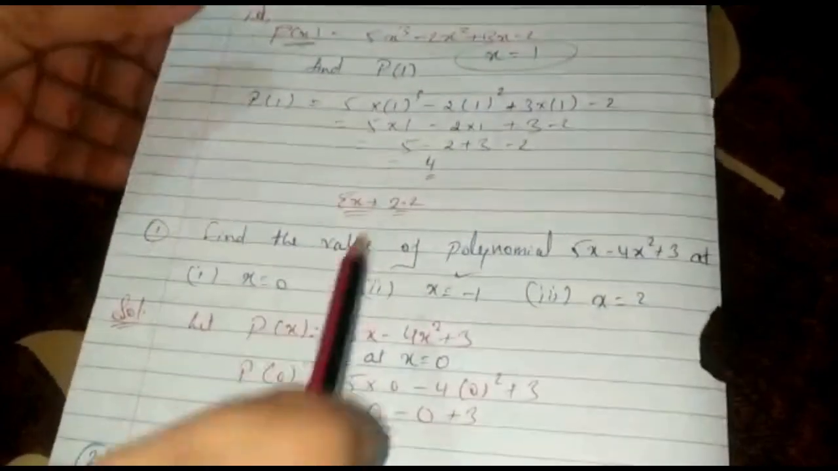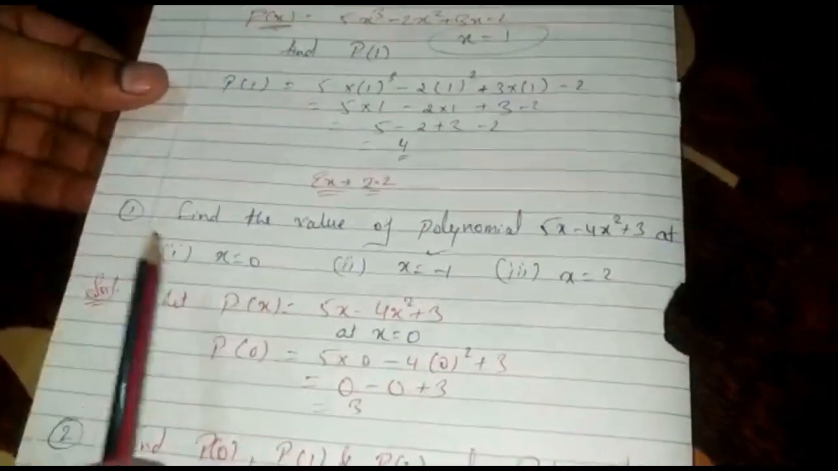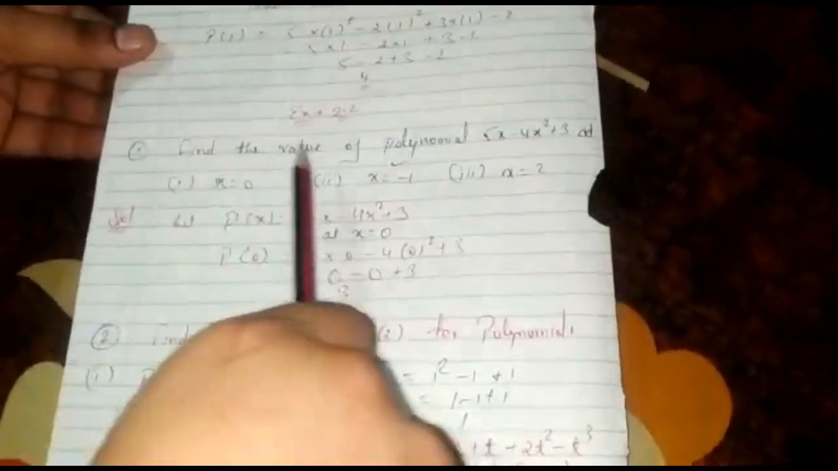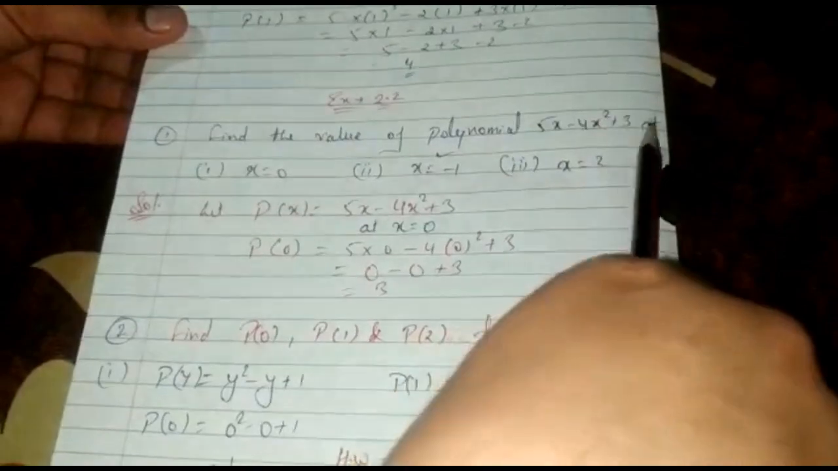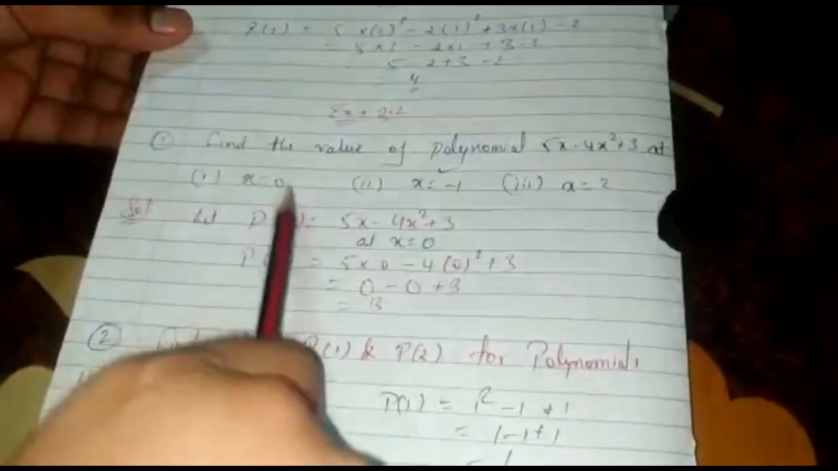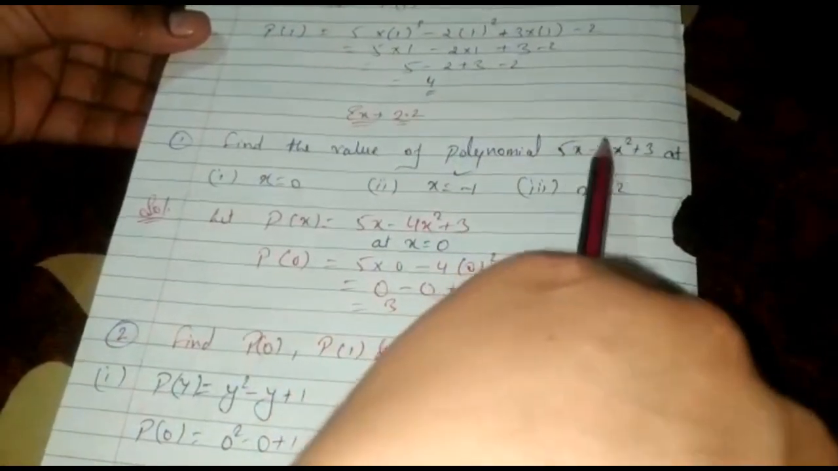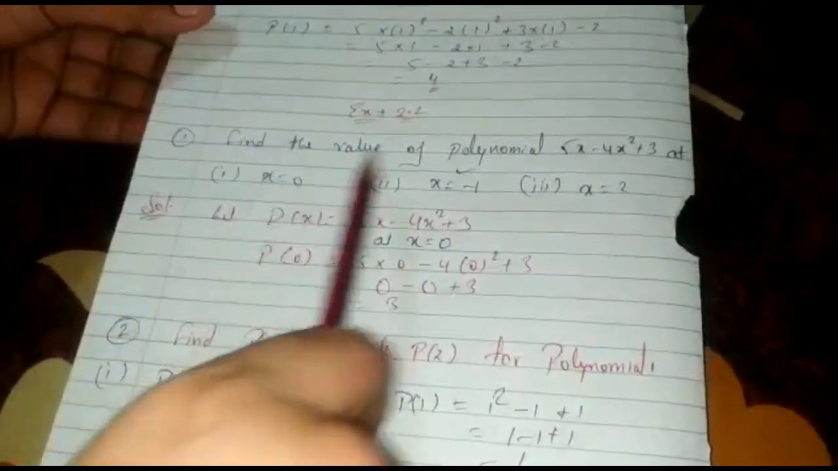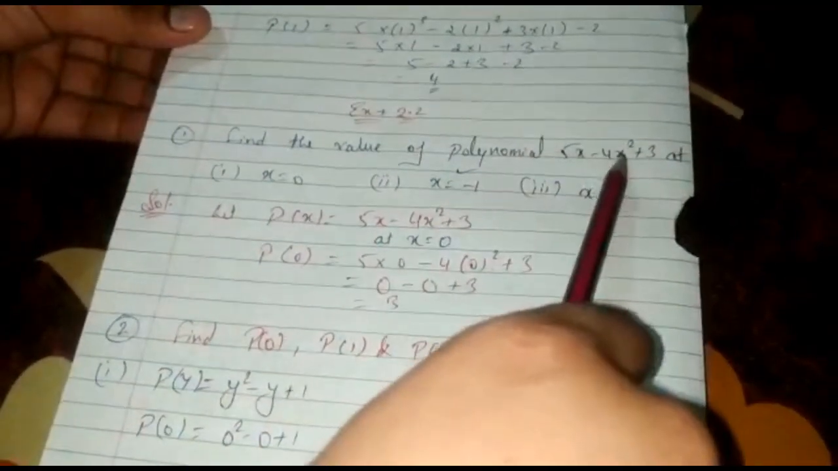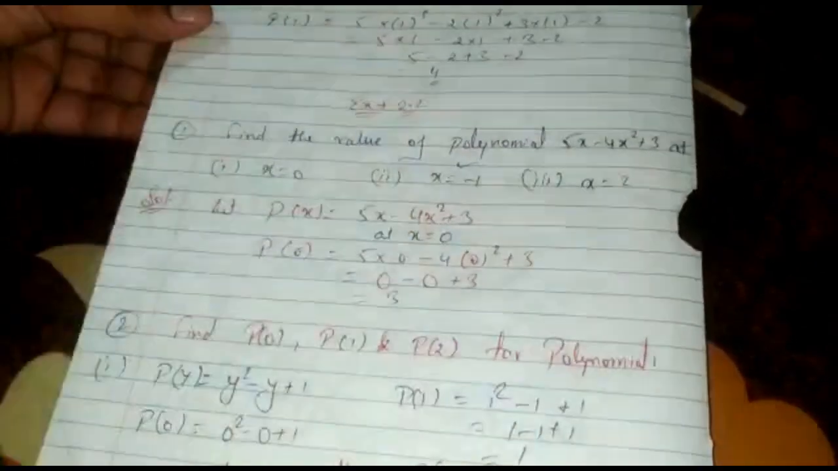So here we are discussing exercise 2.2. The first question is: find the value of polynomial 5x minus 4x square plus 3 at x equal to 0, x equal to minus 1 and x equal to 2. Here we have polynomial 5x minus 4x square plus 3, and we have to find out the value of this polynomial at x equal to 0, x equal to minus 1 and x equal to 2.